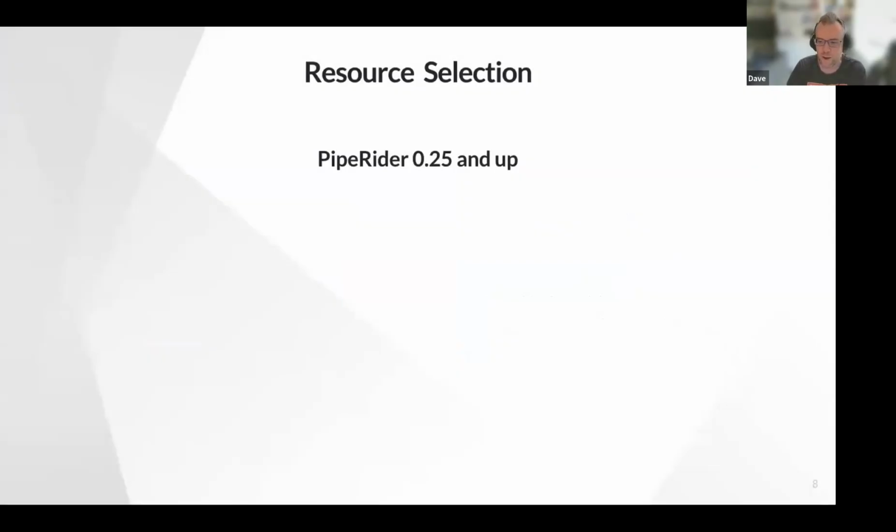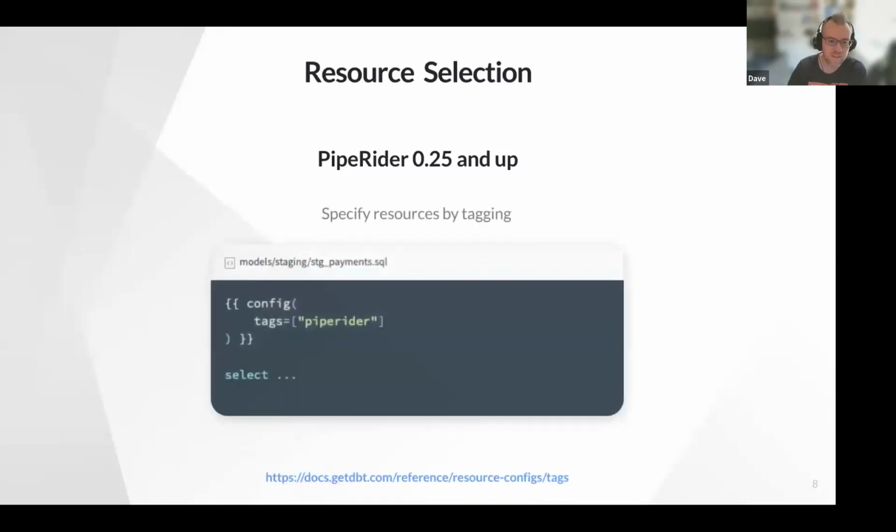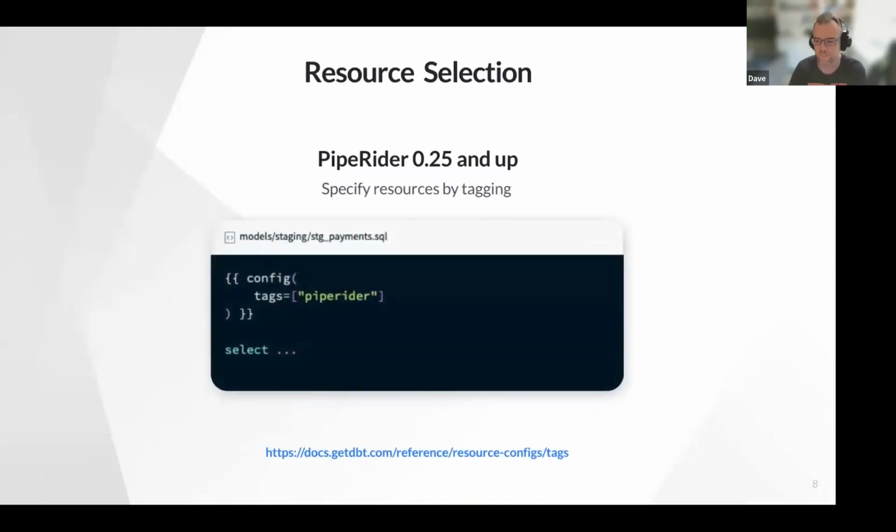So from PipeRider 0.25, you used to have to, and you still can, specify resources by tagging them. And that's easy enough to do with a config block here, or you can do that in the project settings in your DBT project. DBT has great documentation on how to do that. And then once tagged, you run PipeRider run or compare, and those resources that are tagged would be profiled and compared.